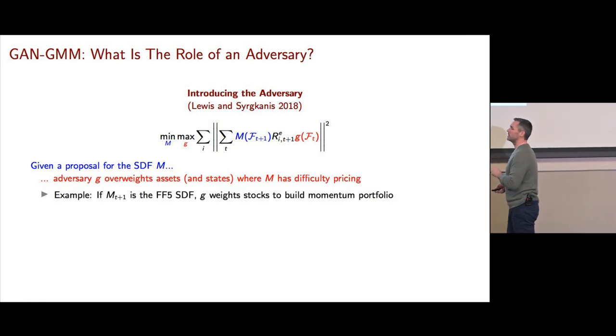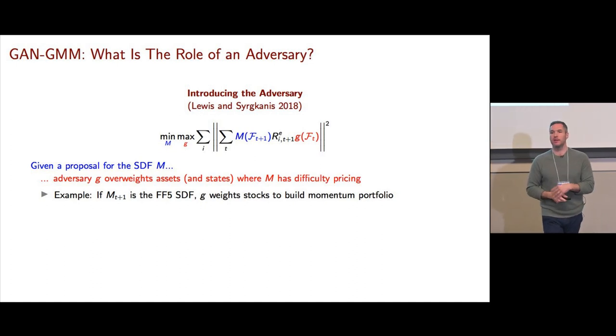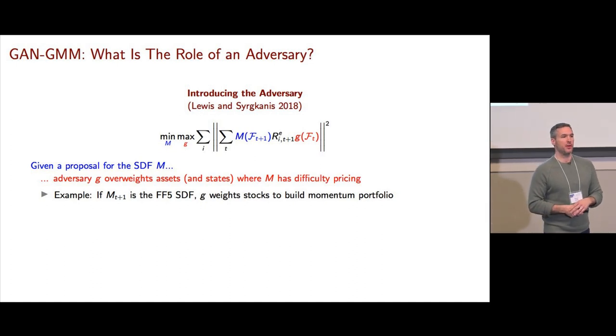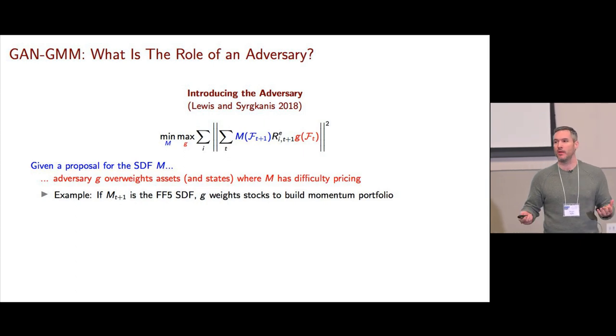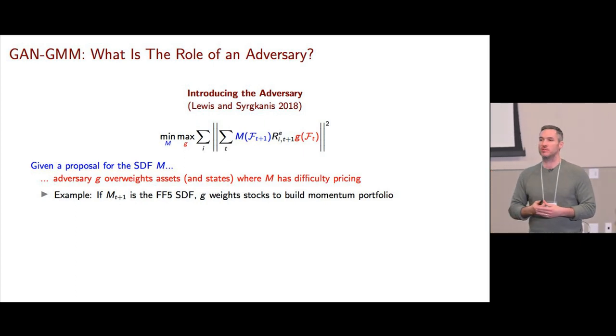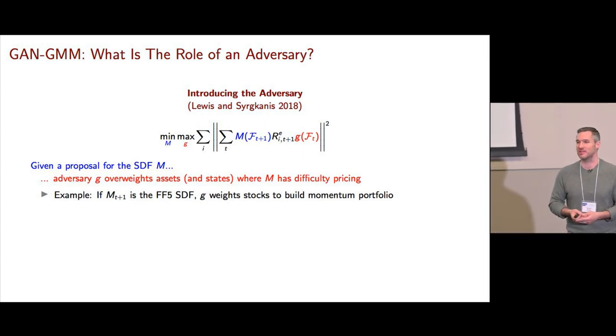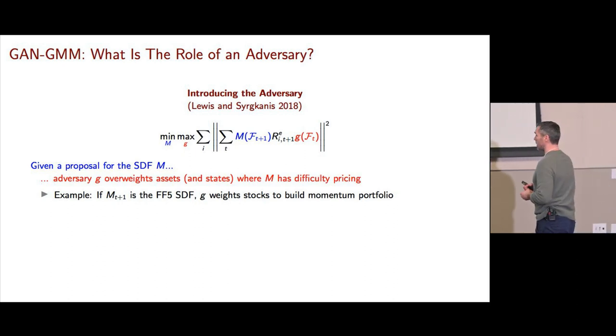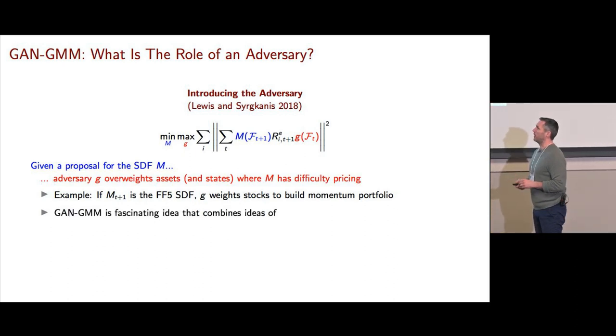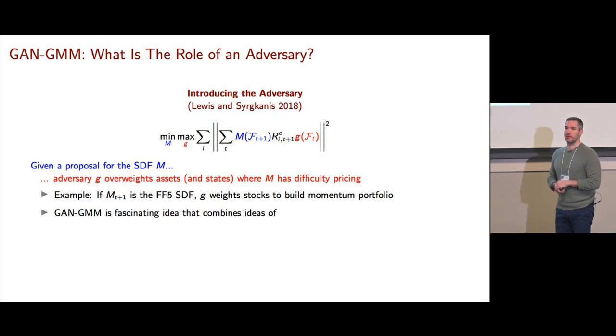Okay? So let me give you an example. Suppose your candidate SDF is the Fama French 5-factor model. What is the adversary going to do? Well, of course, they're going to go out and pick those moment conditions to build momentum portfolios, because FF5 doesn't price momentum. Gene and Ken gave up on that. All right. So this is a fascinating idea.